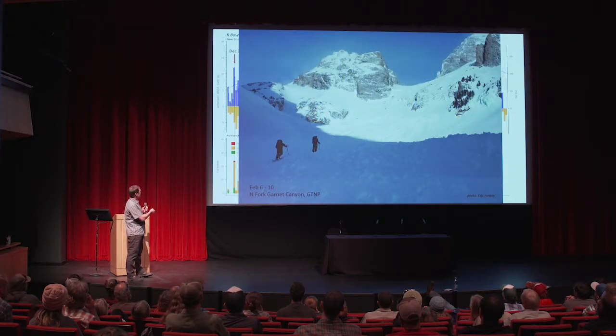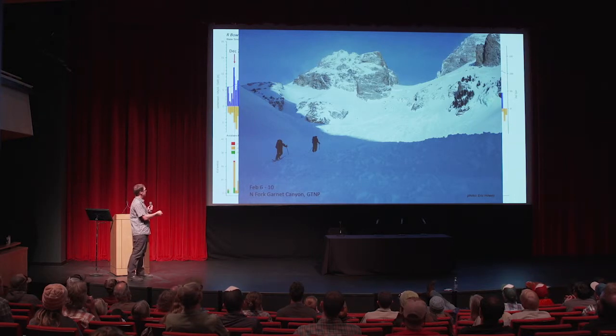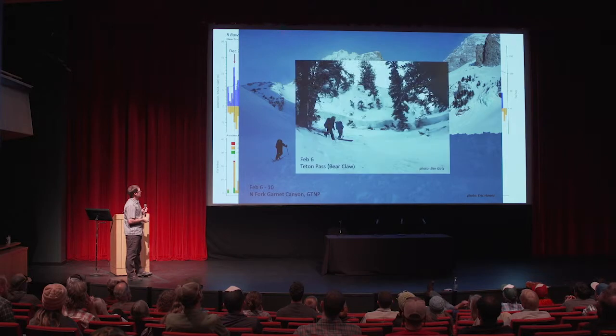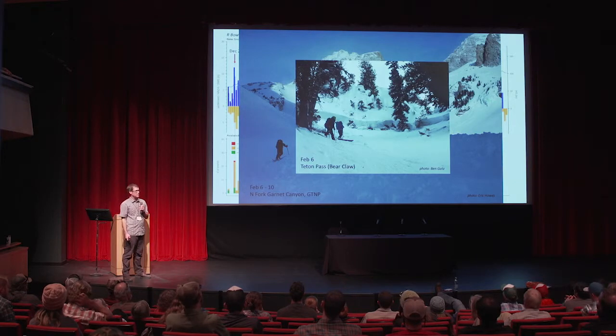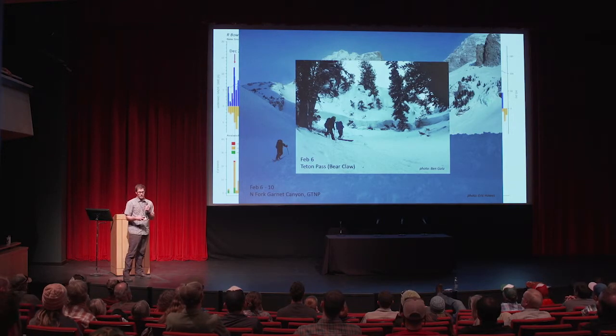So this is the February cycle. This was probably the biggest of those 3. We were seeing big crowns like this one in Garnet Canyon. A lot of things in mature timber that were running, the north-facing slopes in Avalanche Canyon, Garnet Canyon, a lot of things were running on this cycle. It was very impressive.